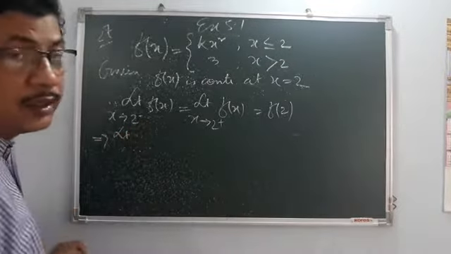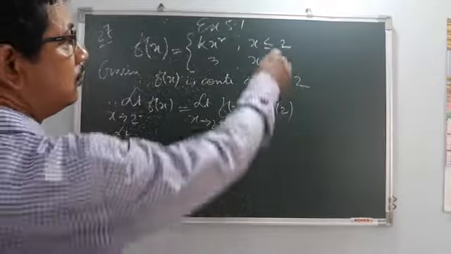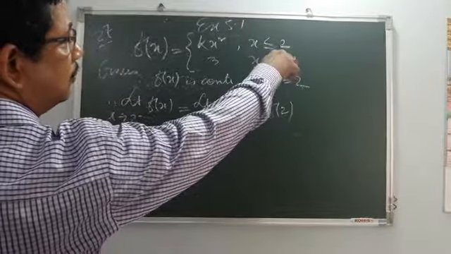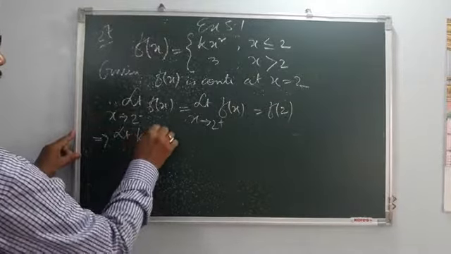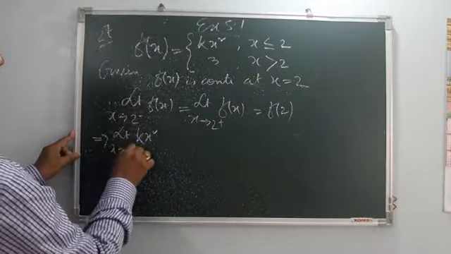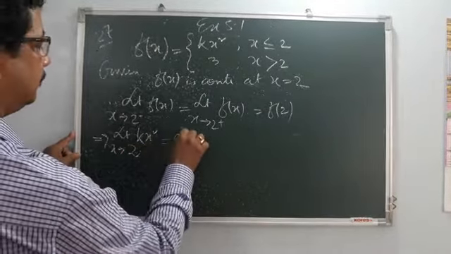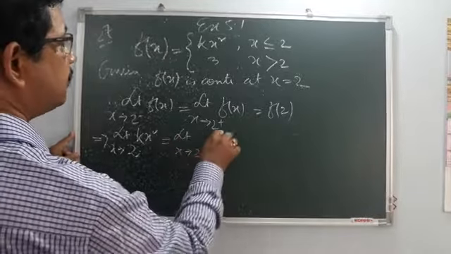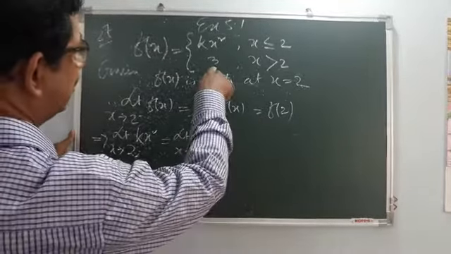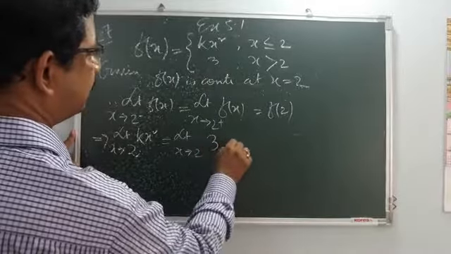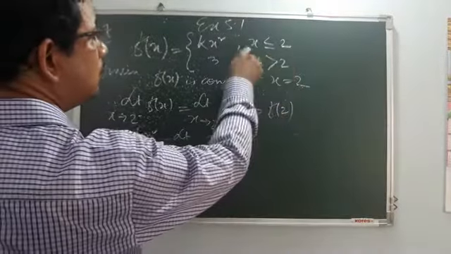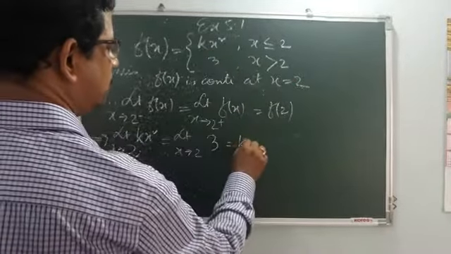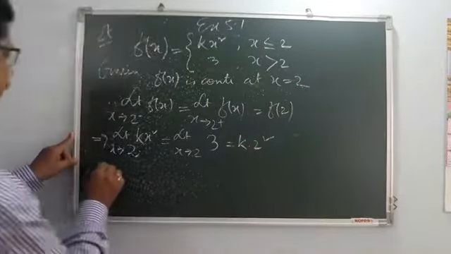x tends to 2 minus means a little less than 2. This one, you see x less than or equal to 2, so the value of f(x) is kx². And here, 2 plus means greater than 2, for that f(x) is 3. When x is equal to 2, this term is k into 2².